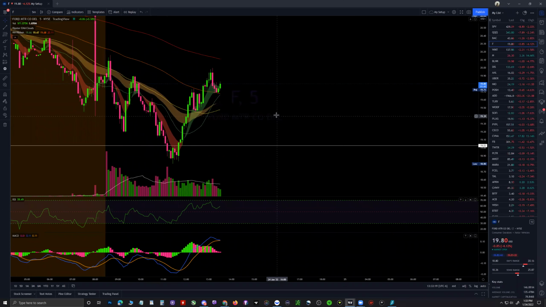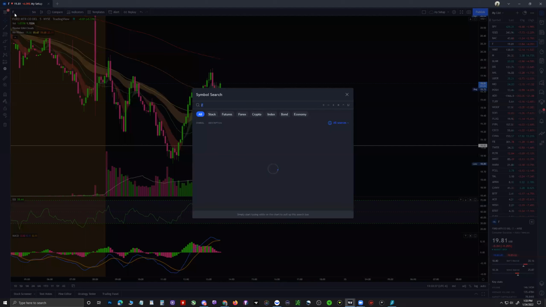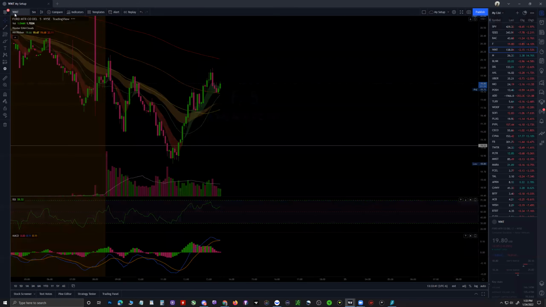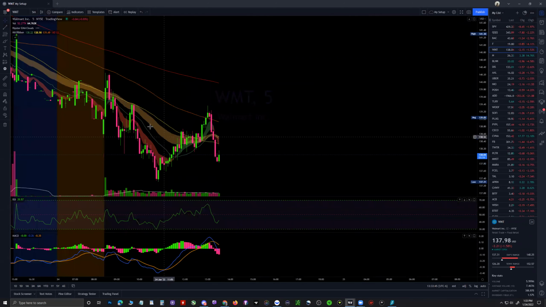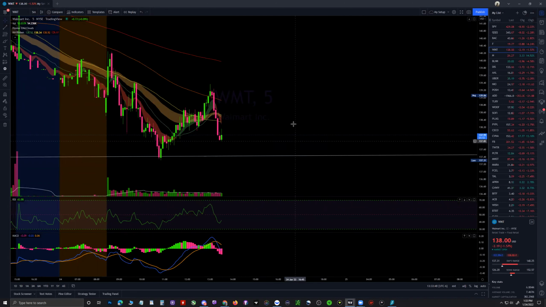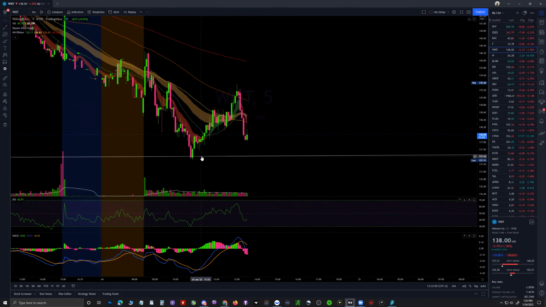You gotta set realistic goals for yourself, whatever it may be, 15%, 30%, 50%, depending on how many contracts you got. And then make sure that you're selling at those profit points. Don't bag hold. And then we also had Walmart. All right, so Walmart, another winner, dropped all the way down to our old support line here of about 137.40-ish.